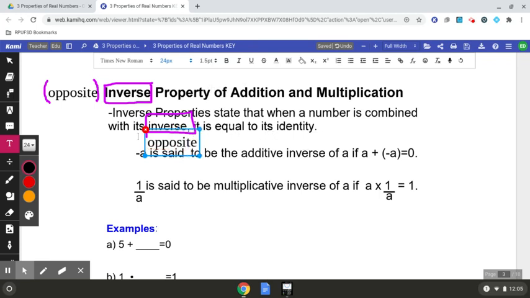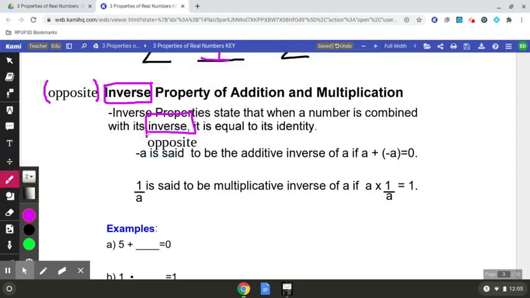So when I combine them, when I'm adding, I should be equal to 0, because that's the identity for adding. And when I multiply, I should end up with something like 1, because that's its identity. So negative A is said to be the additive inverse of positive A. So a negative A and a positive A, those are inverses. They're opposites, they're inverses, and when I add them, I get an answer of 0.